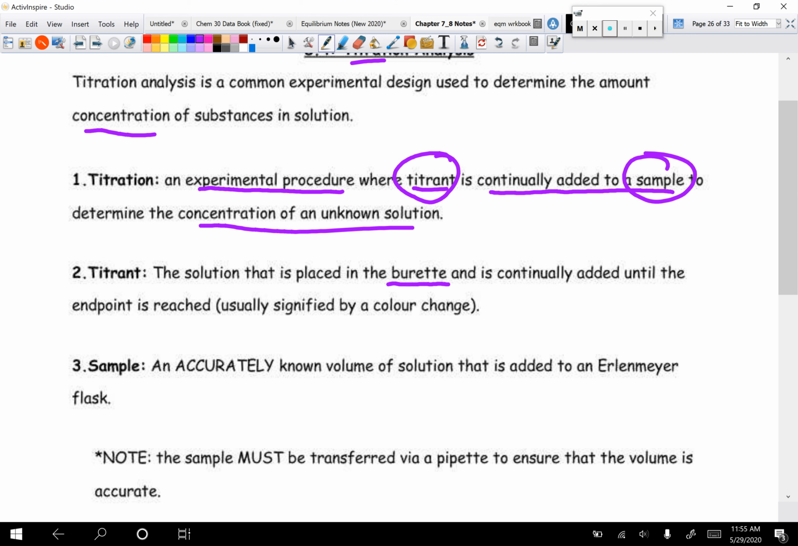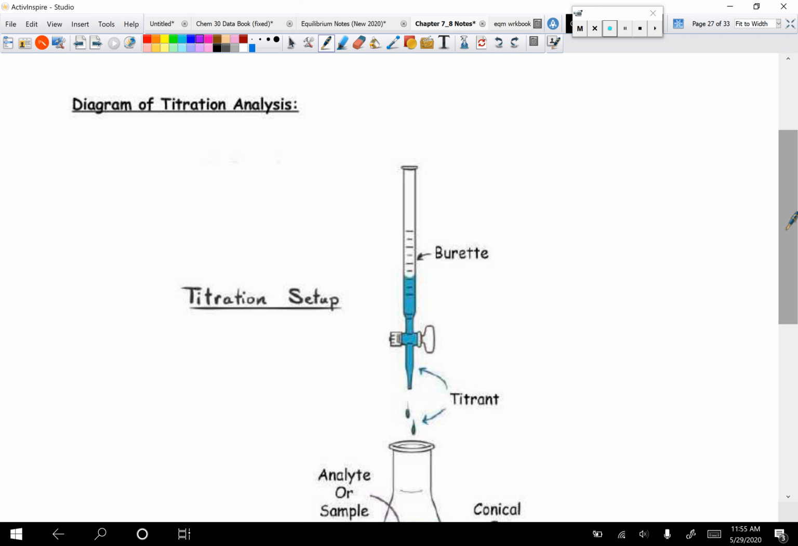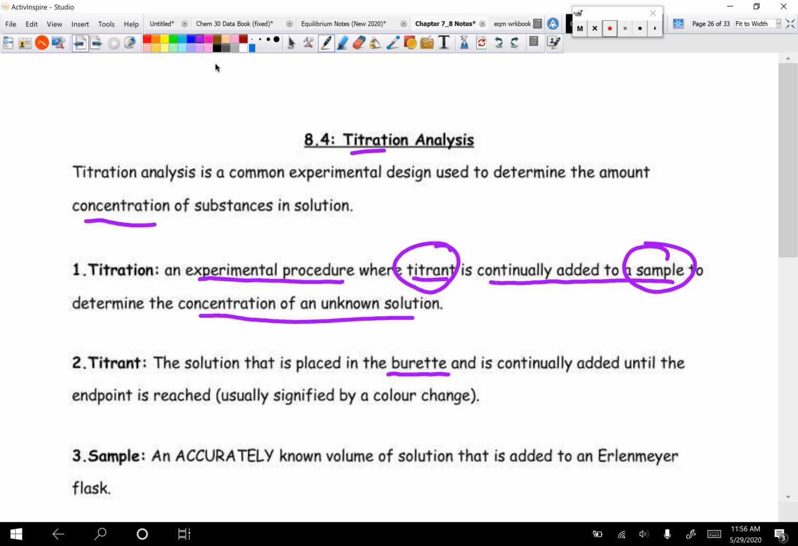What a burette is, if we switch over to the next page for a quick second, a burette is this thing right here. It's a long cylindrical tube that comes with a little control device right here known as the stopcock, so that you can control the flow of the titrant that's inside of the burette, the solution that's inside.